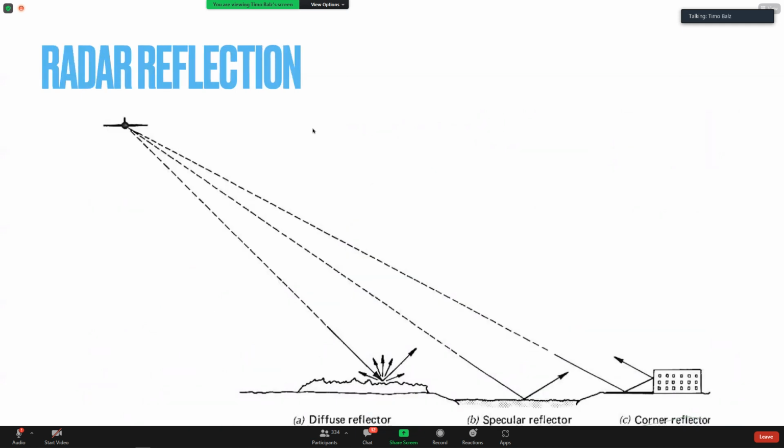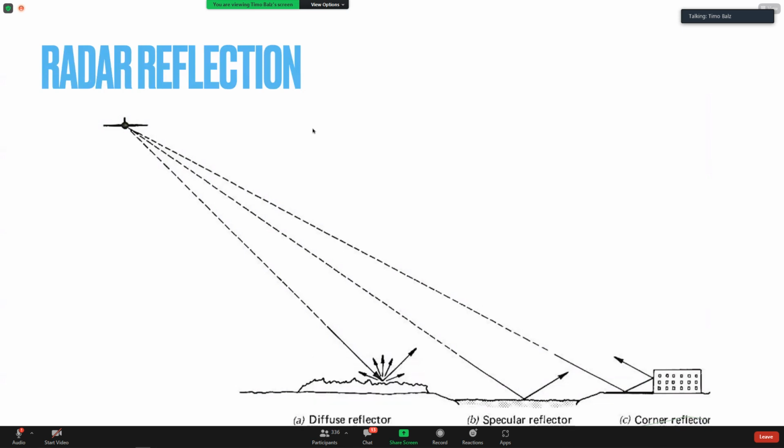This slide I already showed, but I can't show it often enough. It's the basic reflection. So we have the diffuse reflector on A here. That means your signal hits a rather rough ground, a perfectly rough ground. The signal will be reflected in all directions with the same strength. It's going to perfectly reflect in all directions. The whole energy is then divided into all directions.